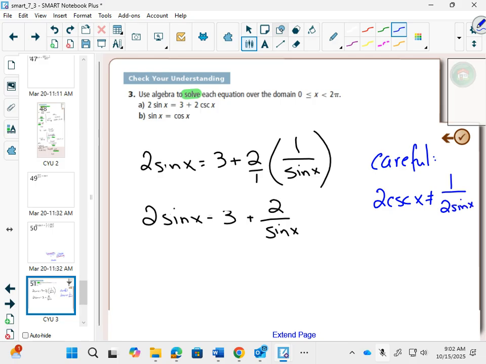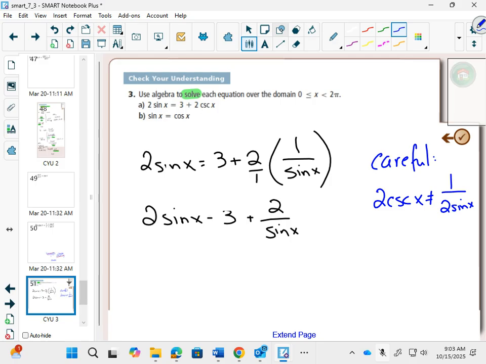Very common mistake, I'll just put it off to the side. Think about that for yourself. If you had 2 cosecant x and you wanted to change the cosecant x to sine x, it's 1 over sine x. Be careful that you do not move that 2 down with it. That's why when I did the work here, I did the cosecant on its own in brackets. And then that 2 out in front is like a 2 over 1. It stays in the numerator because of your rules for multiplying fractions.